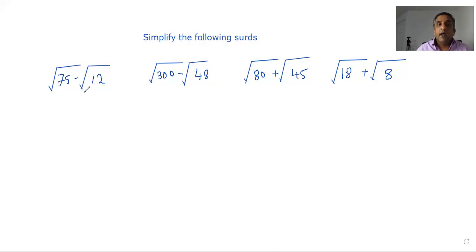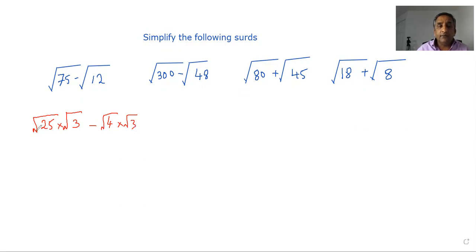So how do we work this out? Square root of 75 minus square root of 12. We cannot take them away directly because they are different numbers. So we simplify 75. We can split it into two parts: square root of 25 times square root of 3. 25 times 3 is 75. Now the second one is square root of 12. We can split it into two parts, which is square root of 4 and square root of 3.